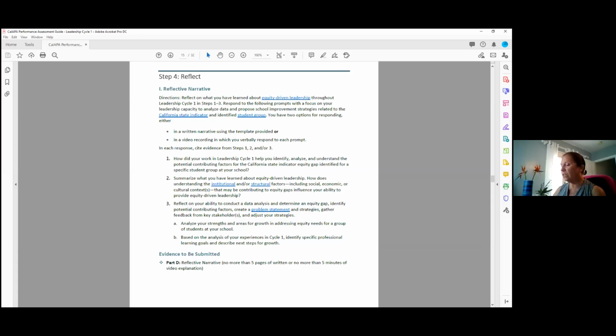So the second question then leads them into reflecting on what they've learned about equity-driven leadership. What have they learned?